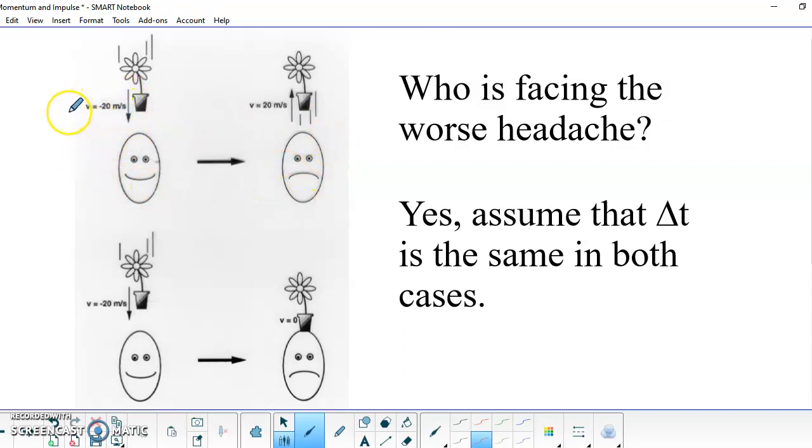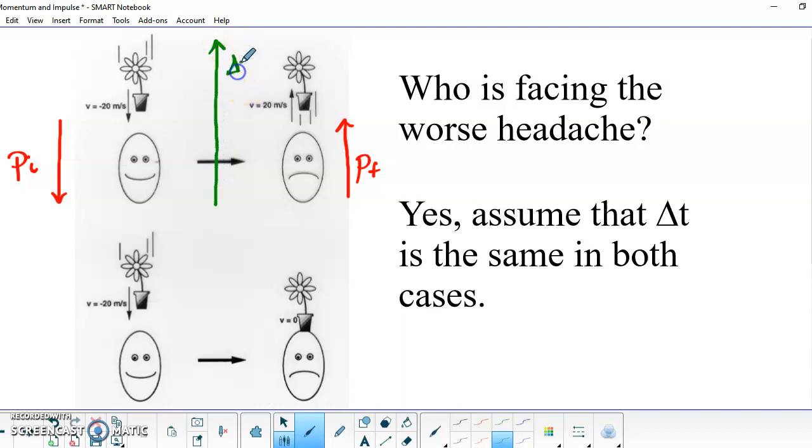As the pot's coming in, we could multiply the velocity times the mass here and get a momentum vector going down. This would be my initial momentum of the pot. And then the final momentum is going to be that same vector. It's going the same velocity, it's the same mass, it's going to be the same length of vector, just going upwards. Which means my change in momentum is going to be this vector, twice as long in the upward direction.